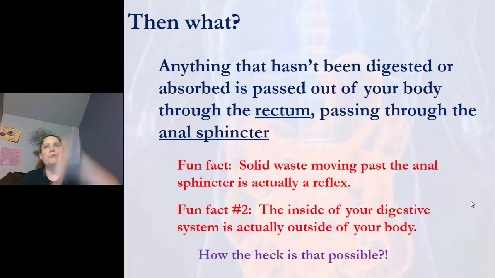Okay, so fun fact, solid waste moving past the anal sphincter is actually a reflex. Okay, so you moving solid waste out of your body is actually a reflex. What that means is that when you got potty trained when you were little, when you were like 2 or 3, and your parents taught you how to hold it till you could get to the bathroom, they're actually teaching you how to control a reflex. So it's kind of like if I go like this and you blink, it's teaching you to not blink when I go like this. Okay, but it's different because it's going to the bathroom. But we expect 2-year-olds and 3-year-olds to learn how to do this. And they do, even though it's a reflex.